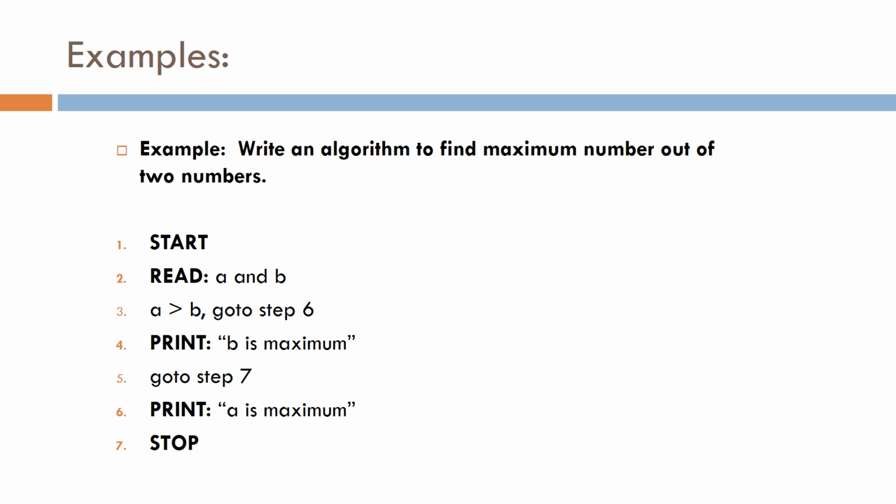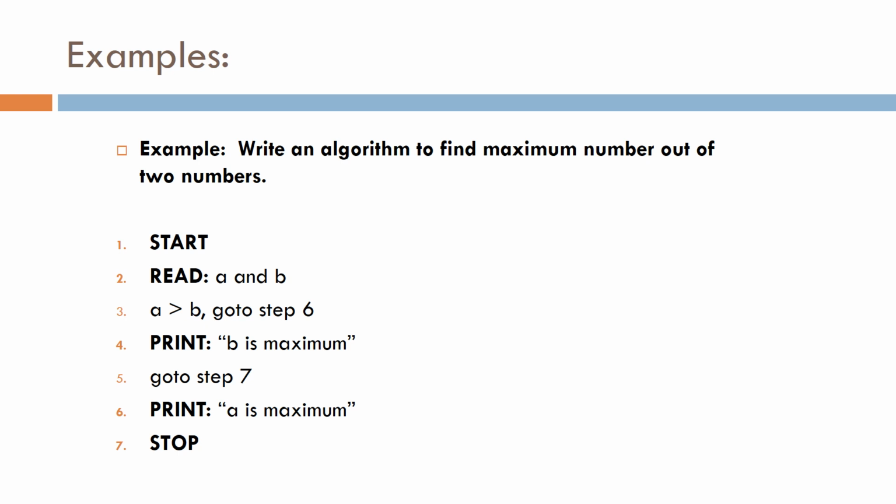So our first step is to write the keyword start, and in the second statement read A and B. So read, colon sign, then A and B. A and B are our input values which we are going to take from the user, or the user is giving two numbers. One number is A and the second number is B. Now we are checking the condition in the third step, that is A greater than B. There are two possibilities: this condition is either true or false. So according to that we have to follow the steps.